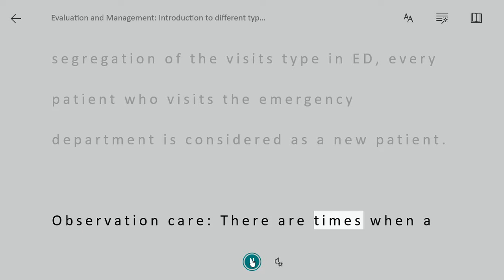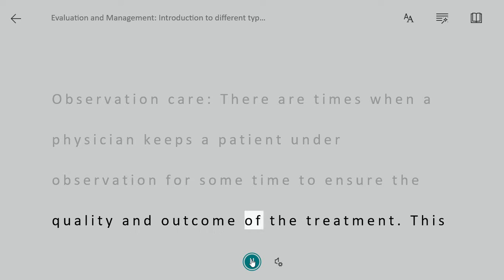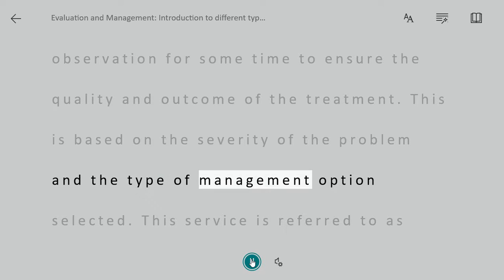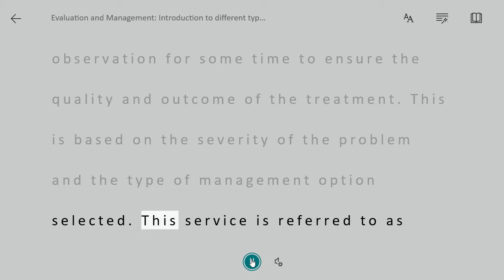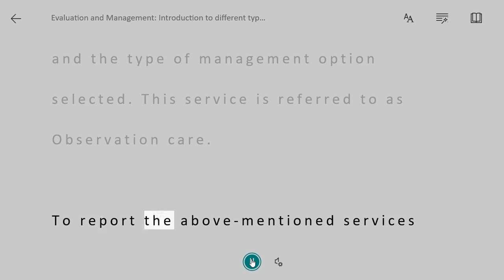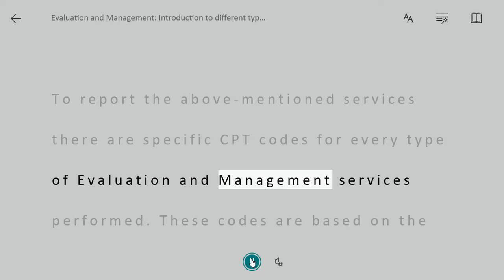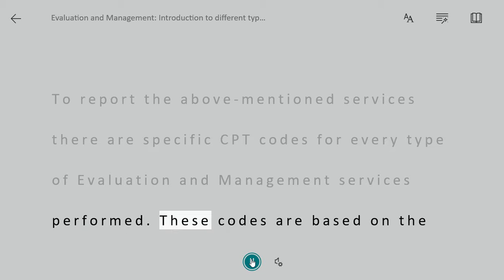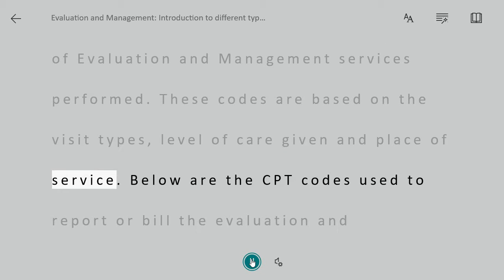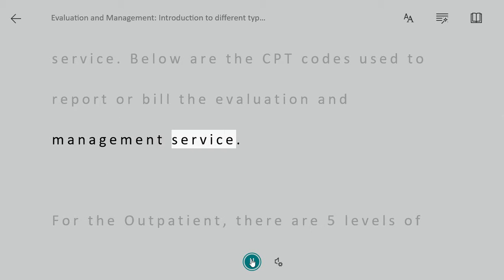Observation care. There are times when a physician keeps a patient under observation for some time to ensure the quality and outcome of the treatment. This is based on the severity of the problem and the type of management option selected. This service is referred to as observation care. To report the above-mentioned services, there are specific CPT codes for every type of evaluation and management services performed. These codes are based on the visit types, level of care given and place of service. Below are the CPT codes used to report or bill the evaluation and management service.